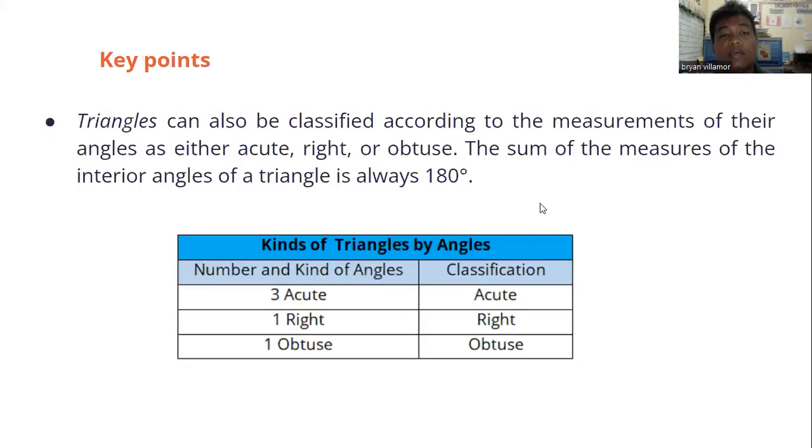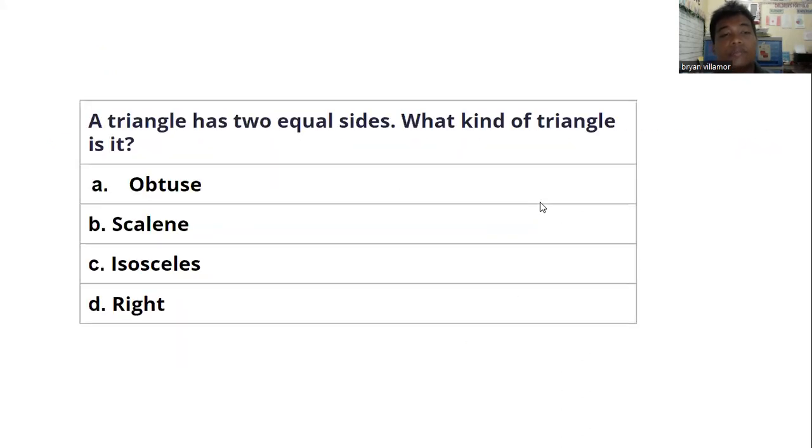Okay, let's have some questions and answers. A triangle has two equal sides. What kind of triangle is it? It is an isosceles triangle.